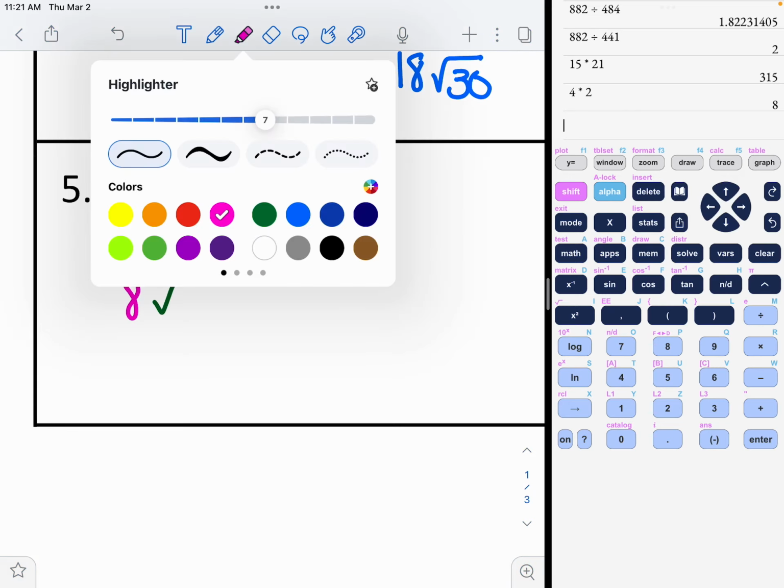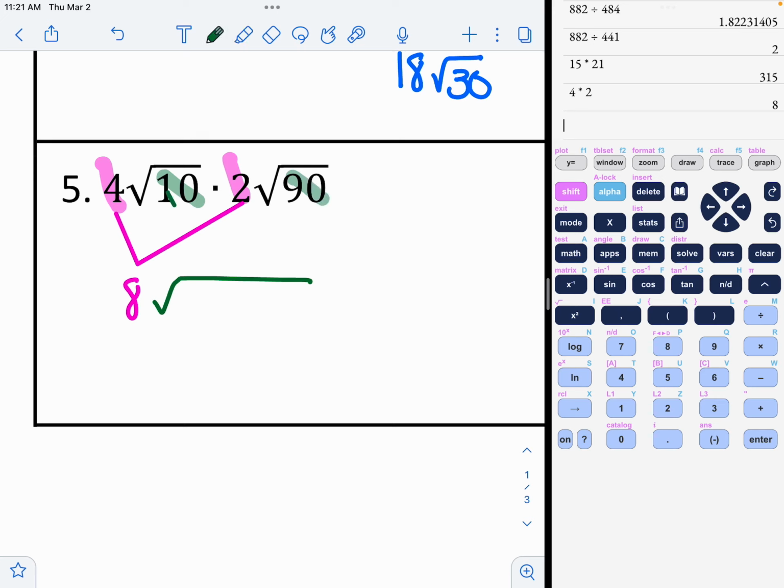Okay, so now it's going to be 10 and 90. So 10 times 90. And if you don't know, just use your calculator, okay? Don't sit there and guess. Don't sit there and twiddle your thumbs. Just do it, okay? Use your calculator. That's why I'm giving it to you.